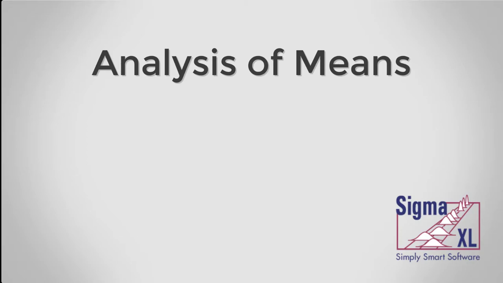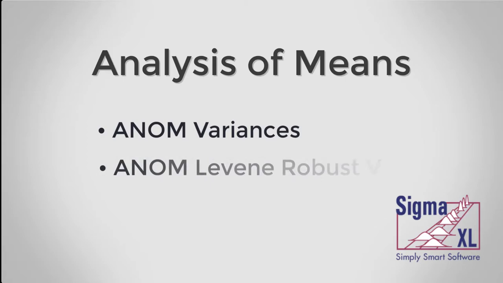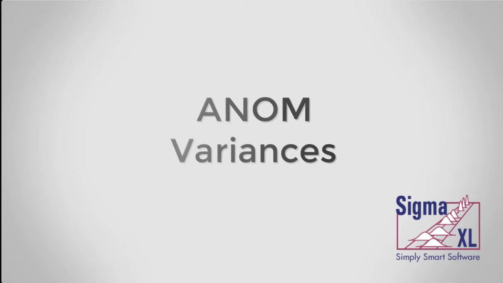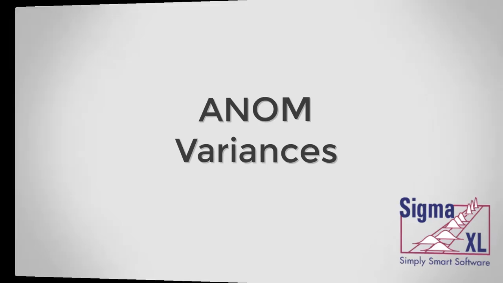In this video, I'll be demonstrating the use of two analysis of means tools found within SigmaXL: ANOM Variances and ANOM Levene Robust Variances. Here, the analysis of means methodology is applied to compare group variances or standard deviations. The ANOM Variances chart is complementary to Bartlett's test for equal variance and is also available as an option in the Bartlett's test dialog. It assumes that the data are normally distributed.